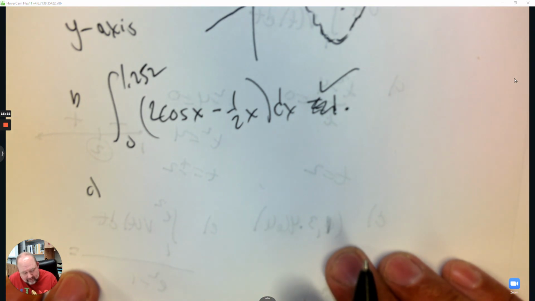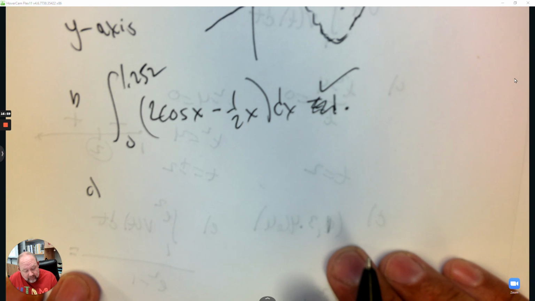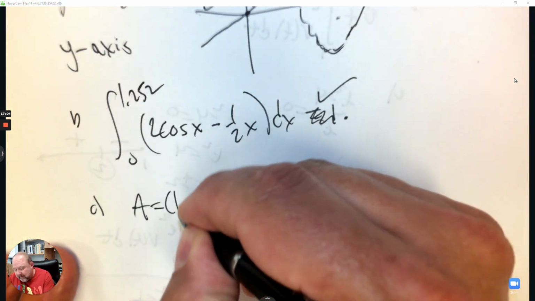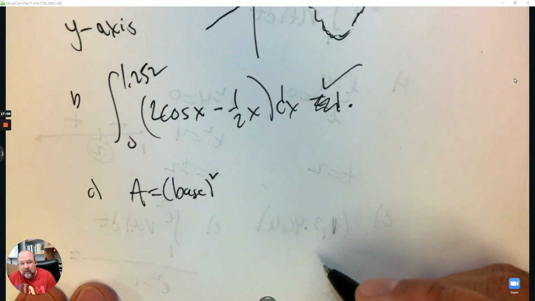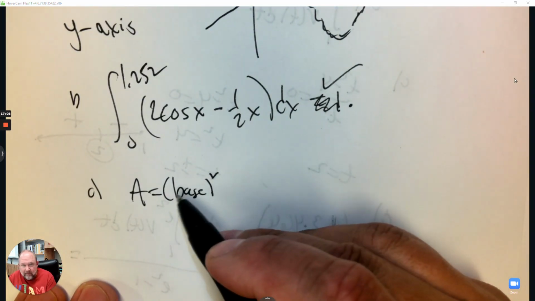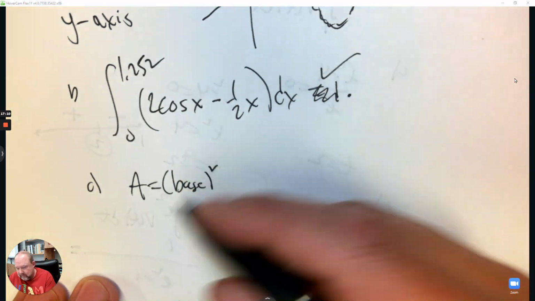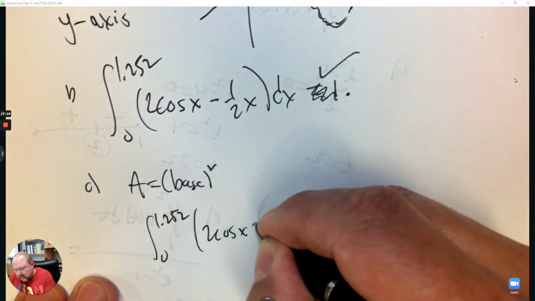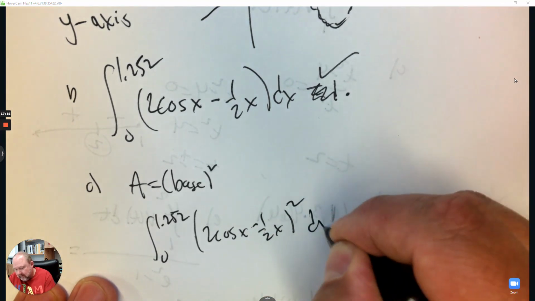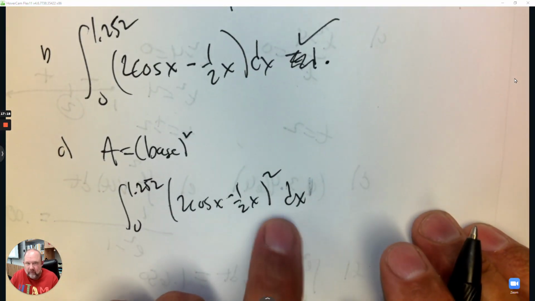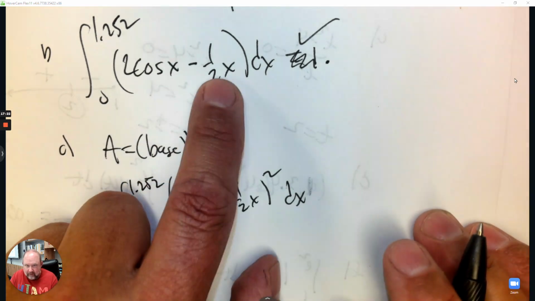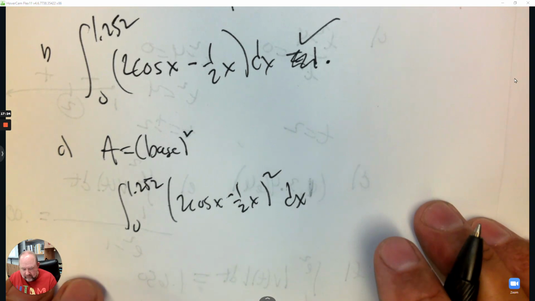Set up an integral for the volume whose base and cross sections cut perpendicular to the x-axis are squares. So we know the formula for the area of a square is base squared, and base is top subtract bottom. So I'm going to integrate from 0 to 1.252 of (2 cosine x subtract 1/2 x) squared dx. So that's going to give me the volume using squares. I plug it in, I have my answer.